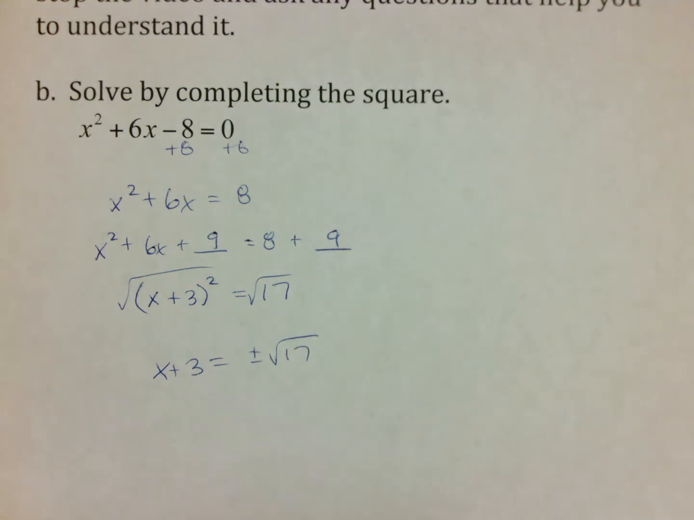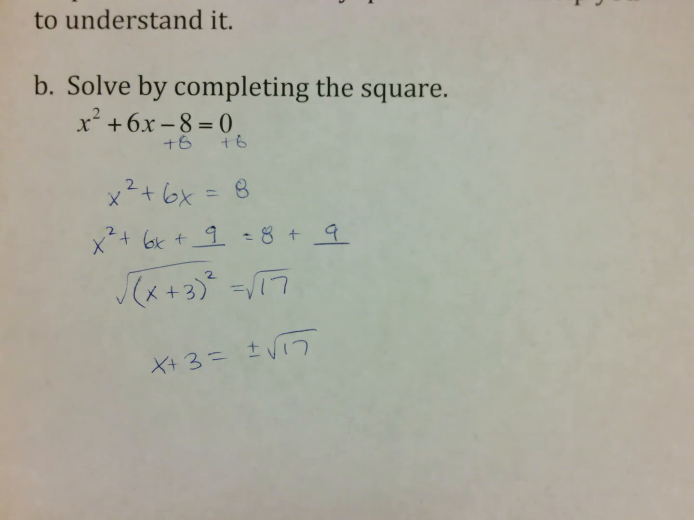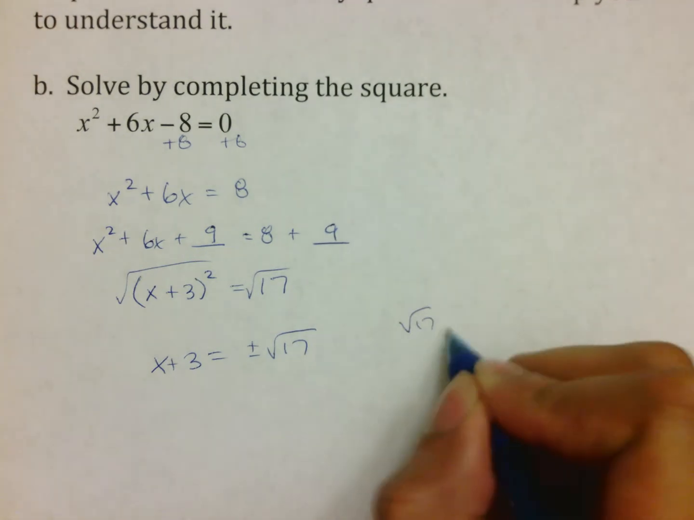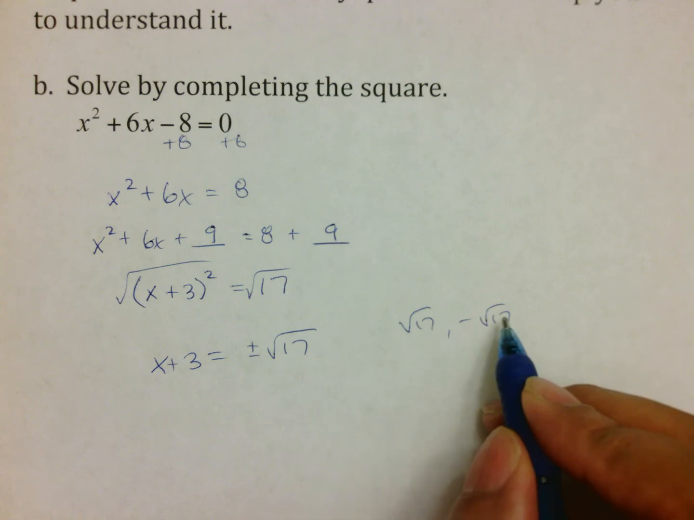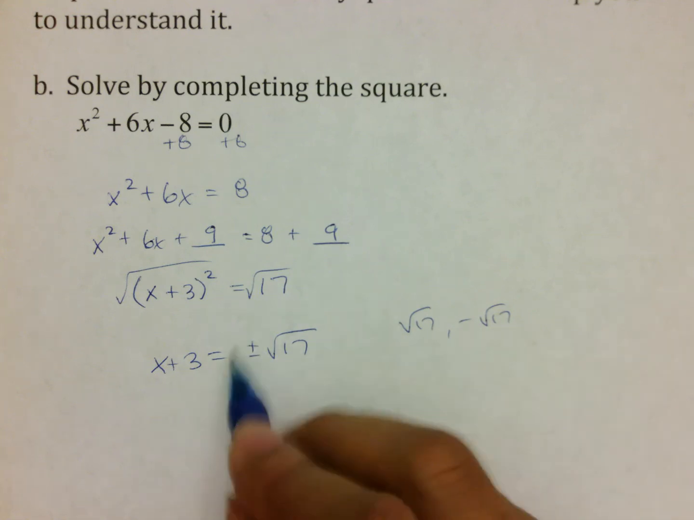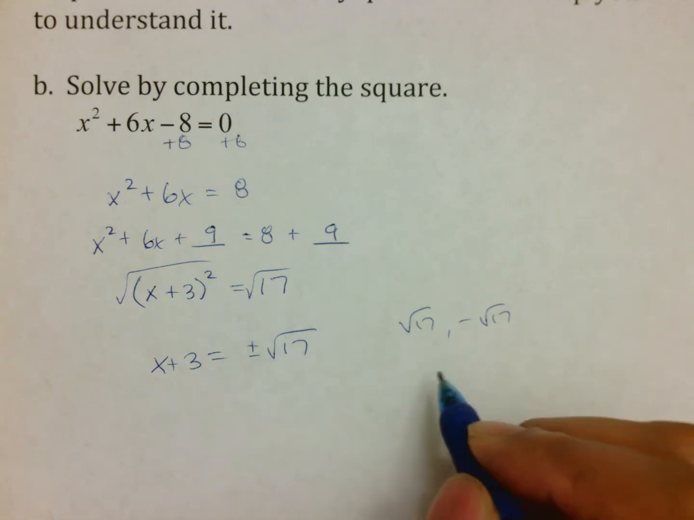Now, you haven't seen the plus or minus sign a lot, but what that means is square root of 17 and negative square root of 17, which is what you're going to have to type into your computer. But again, what it officially is, is plus or minus root 17.